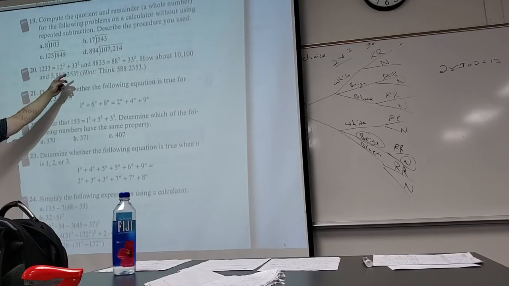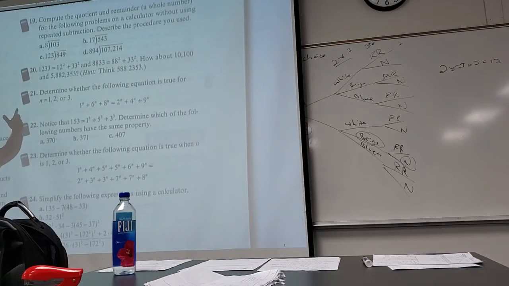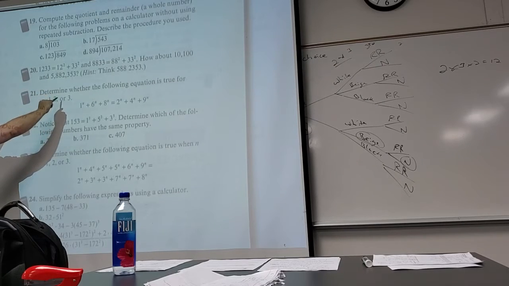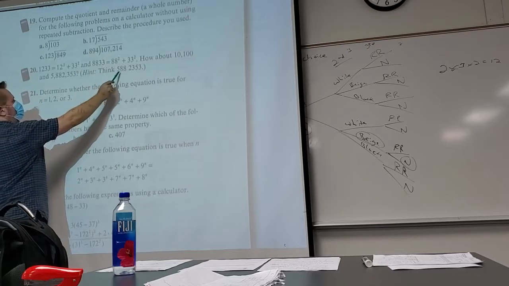8833 equals that. It's just a weird coincidence, right? You can try a few other problems and notice it doesn't work for any number. So how did they get this? They took the first 2 digits squared plus the last 2 digits squared, right? So here they give you a little hint for this guy.